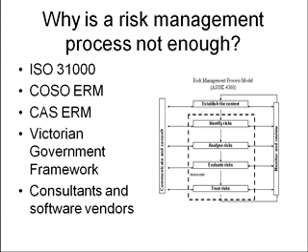There are other processes, other frameworks that are out there, and I want to talk about them now. We've got COSO, which I've mentioned earlier tonight. This one, Casualty Actuarial Society, Enterprise Risk Management. It's a process there, a framework there. The Victorian Government Risk Management Framework. There's also a federal government risk management framework as well, but these are public sector frameworks. And then consultants and software vendors will all be very happy to offer you their frameworks as well.